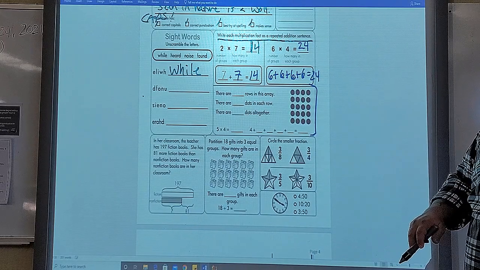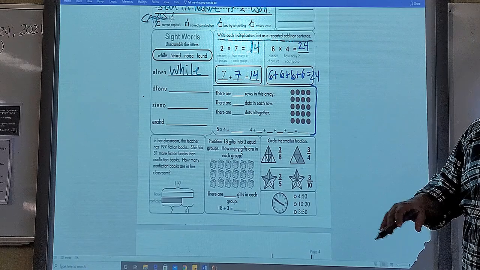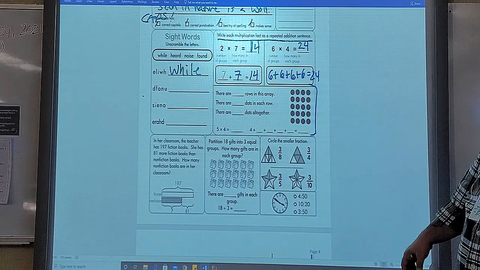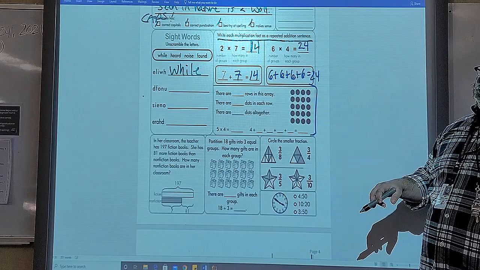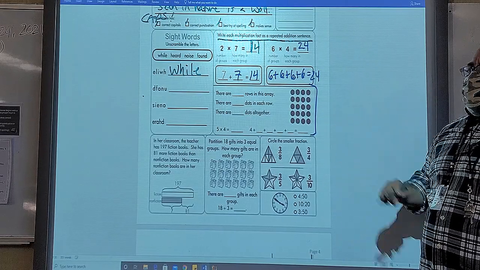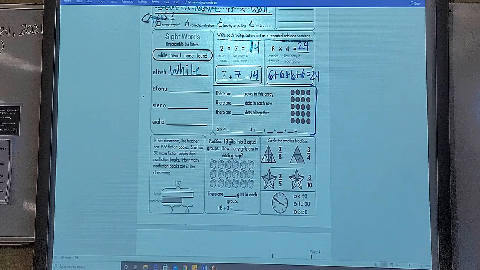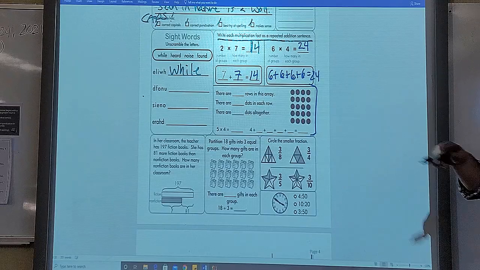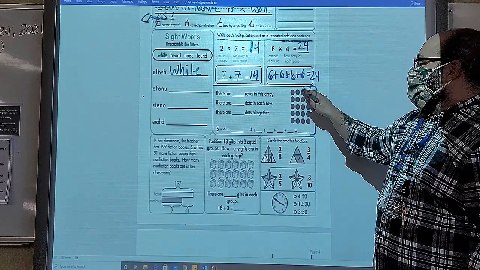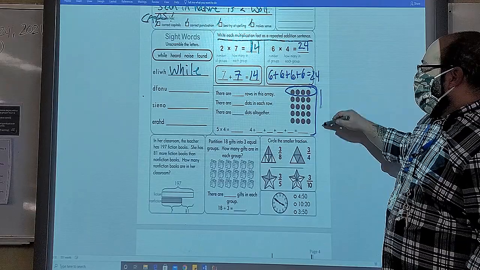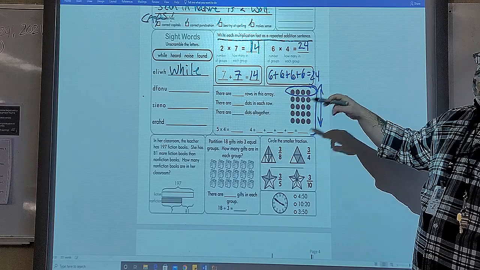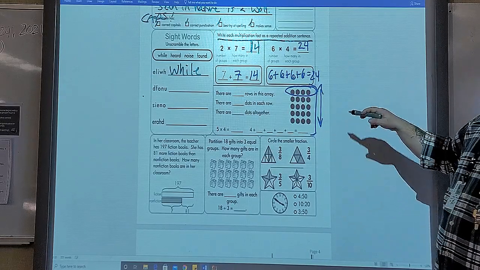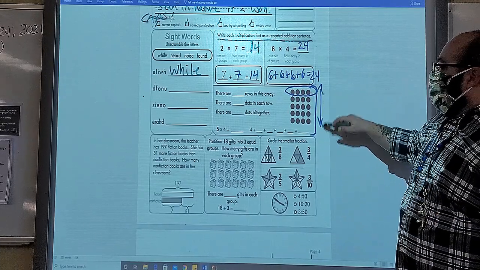This is a good review for you guys. Since we've moved into fractions and a little away from our multiplication, we need to make sure we keep remembering our multiplication. Arrays look like this, right? We worked with arrays for a while. What direction does a row go? Sideways, from left to right. That's exactly right. That's a row. Columns go up and down. So from side to side, we usually read them from left to right, that would be a row, and a column would be up and down.